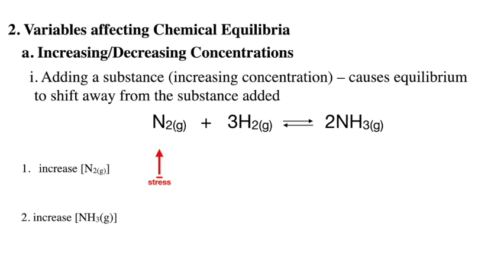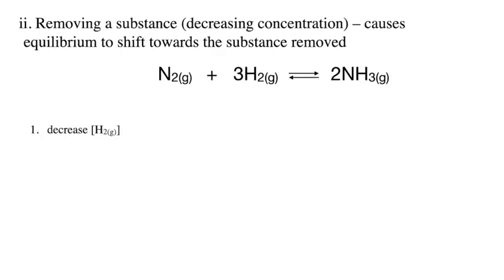Here's another way to look at it. Let's say we stress this system out by adding ammonia. We shift away, ammonia up, other side down, down. Or what if we increased ammonia? We shift away, whichever way that arrow points, we have up, up, down.